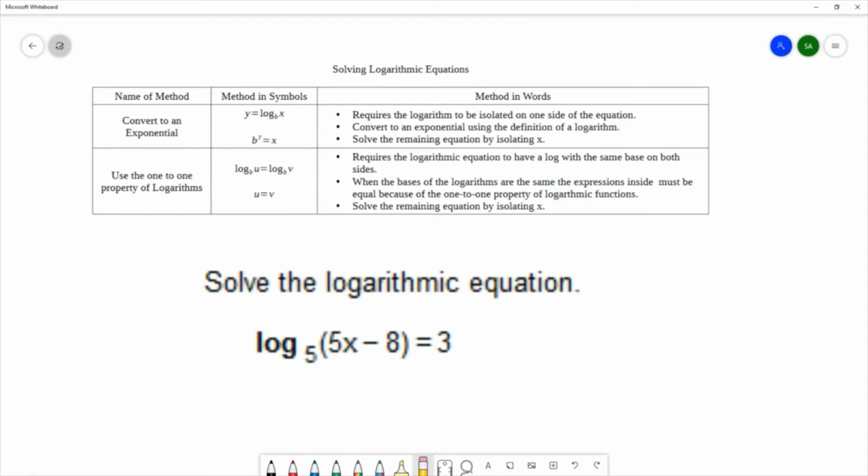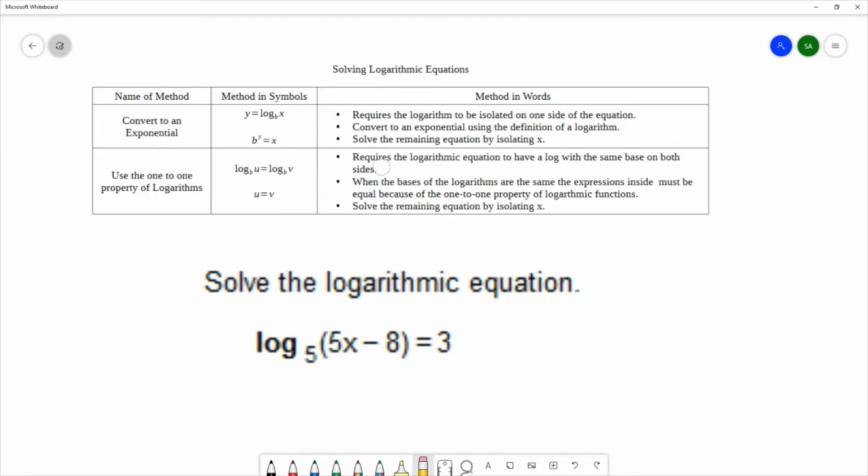The other method is using the one-to-one property of logarithms, and sometimes this is called the property of equality. So symbolically, we would have log base b of u equals log base b of v. And then this property of equality, or the one-to-one property, would allow us to simplify the equation because what's inside the log on the left must equal what's inside the log on the right. So that would leave us with the equation u equals v.